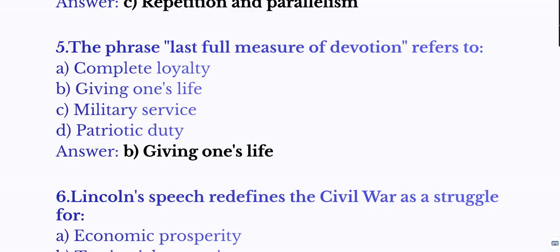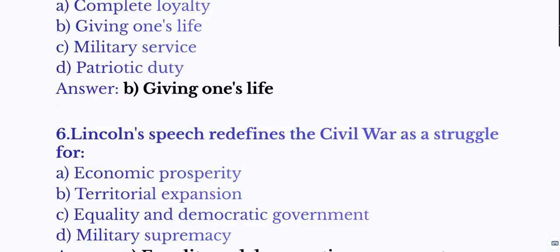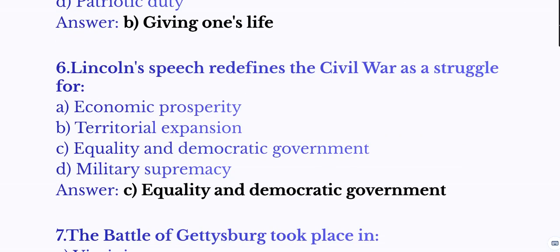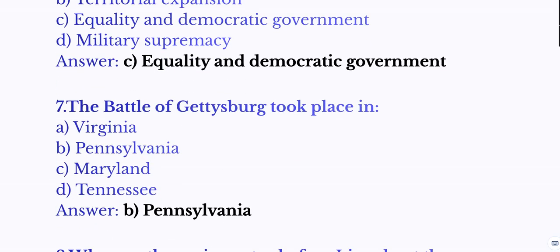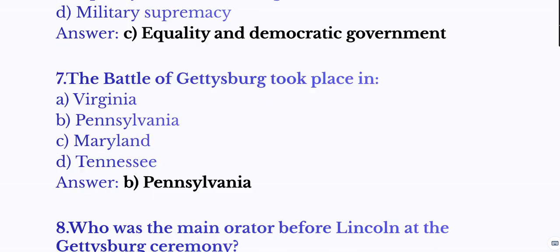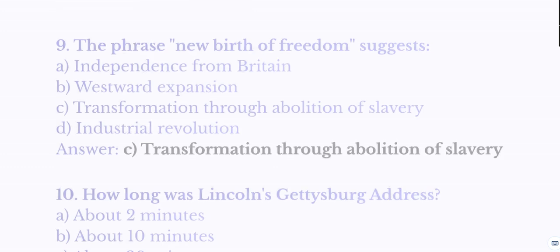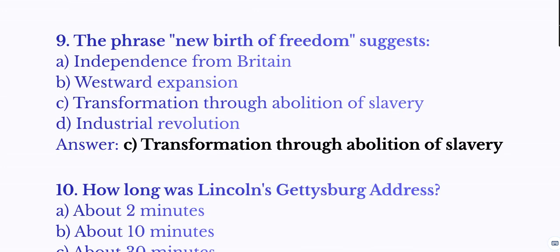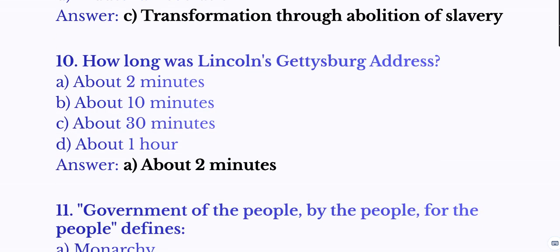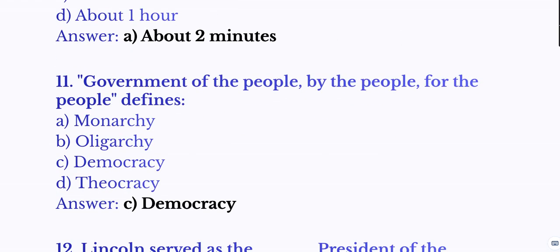Lincoln's speech redefines the Civil War as a struggle for equality and democratic government. The Battle of Gettysburg took place in Pennsylvania. And who was the main orator before Lincoln at the Gettysburg ceremony? Edward Everett. He spoke for 2 hours, and Abraham Lincoln made his speech in a short manner, for 2 minutes. And the phrase new birth of freedom suggests transformation through abolition of slavery. How long was Lincoln's Gettysburg Address? About 2 minutes. Government of the people, by the people, for the people defines democracy.